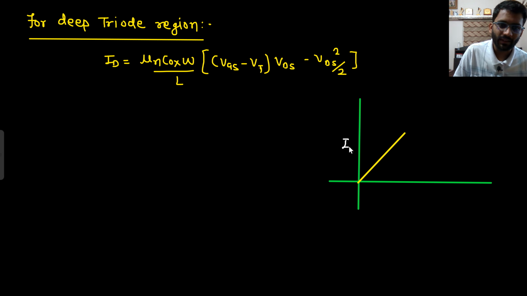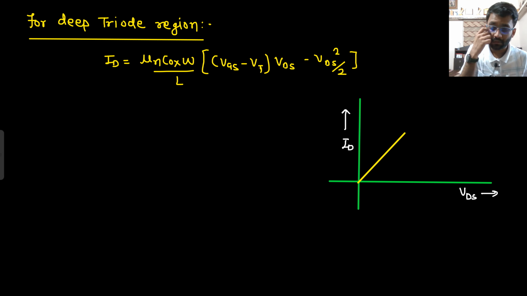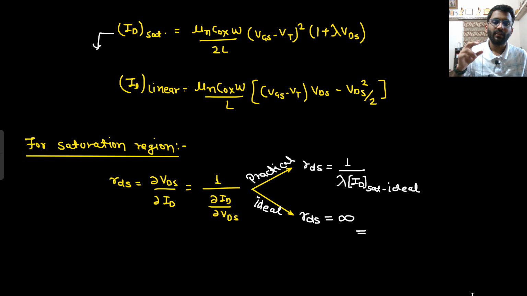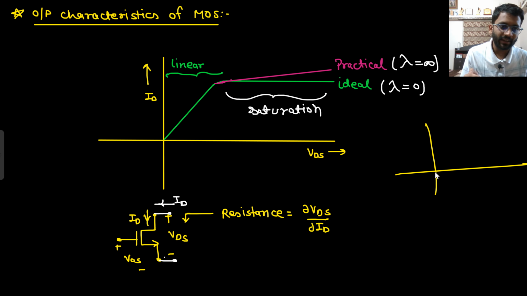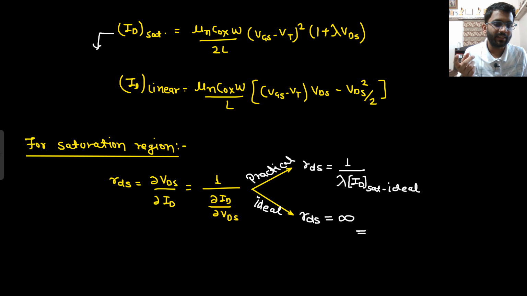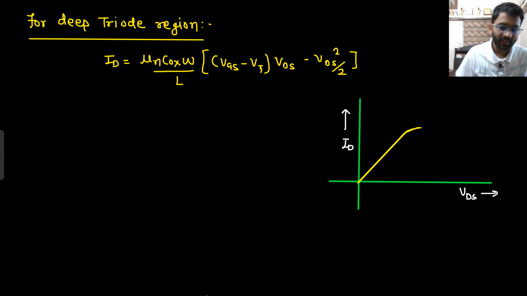This is your ID versus VDS plot. So when you draw the curve, there is always a curvature there. It's not that it rises like this and then this. There is a curvature. And what I was saying is that in the linear region, the current increases linearly. Here I can see that the current increases linearly.